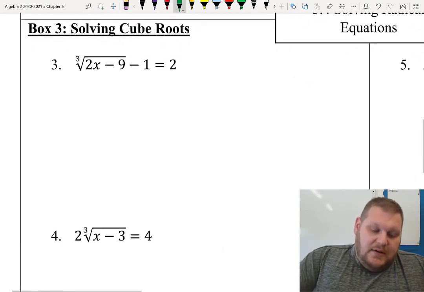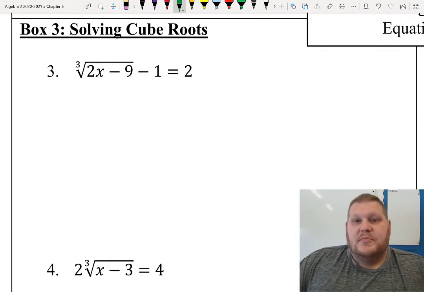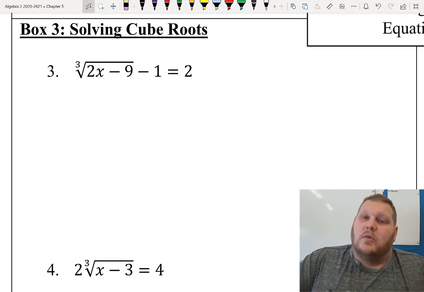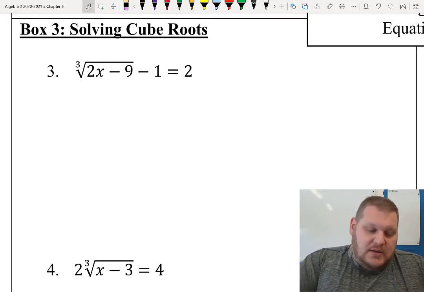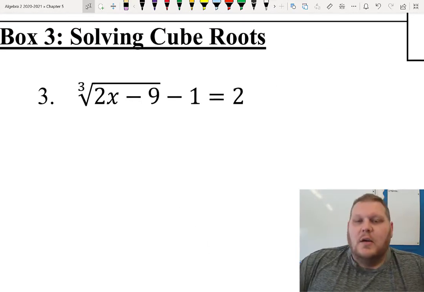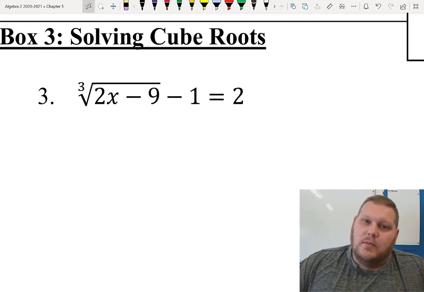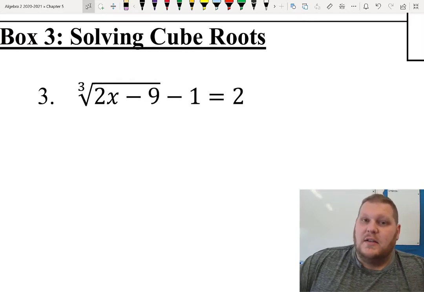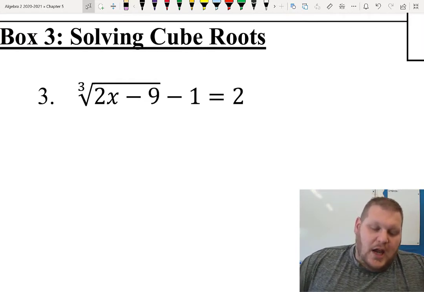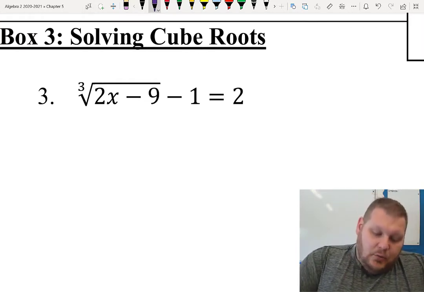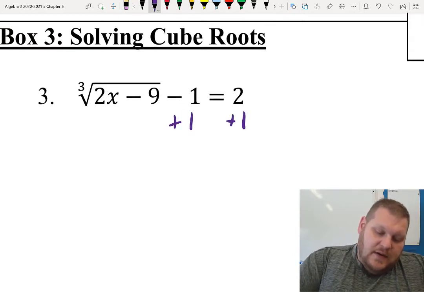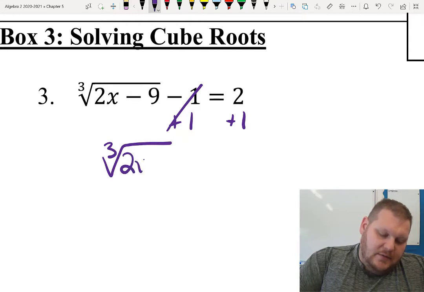In box 3, we're now dealing with cube roots, which does not change anything other than what we're going to raise my root to. In a cube root, we can see here we've got the little 3 in my radical, the little root indicating that I'm trying to figure out what cubed is the thing underneath my radical. I'm still going to start by isolating my radical first. So in this one, I have to add 1 on both sides first to get my radical by itself. That gives me the cube root of 2x minus 9 equals 3.